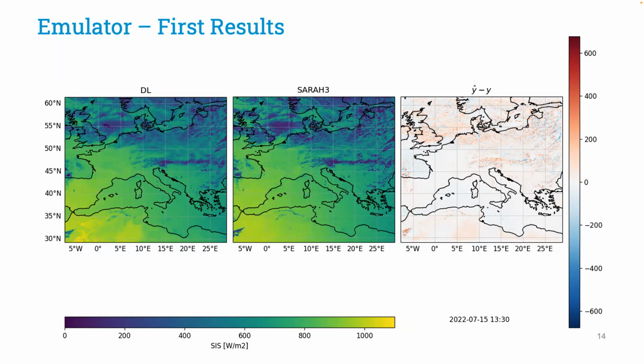So this is first the results. On the left-hand side, you can see the emulator, and on the right-hand side, you can see Sarah 3, and then the rightmost plot is the difference between them. And this is basically just the first attempt, which I think looks relatively promising. I was actually quite astonished when I saw this for the first time, how well this emulation works.